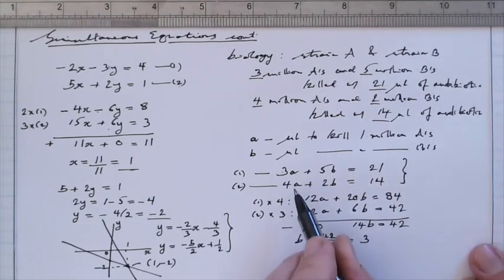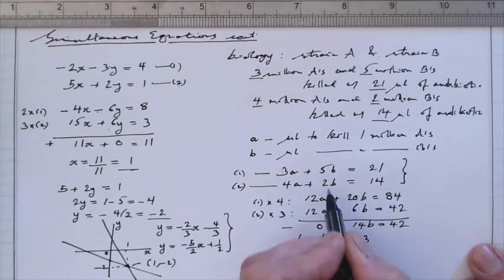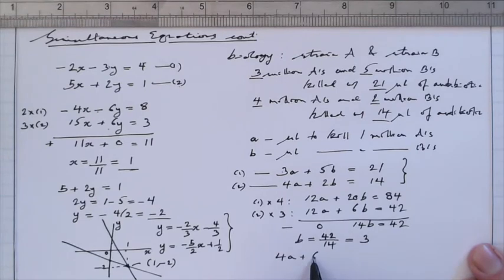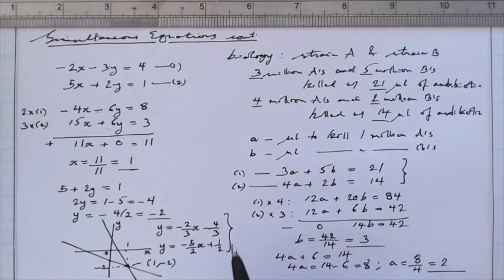And then I can solve for A, maybe just choose equation 2. You can choose either equation. Choose equation 2, so I have 4 lots of A plus 2 lots of B. We found B is 3, so that's 2 lots of 3 is 6, equals 14, and so 4A is 14 minus 6, which is 8. So A will be 8 divided by 4, which is 2. So those are the solutions.